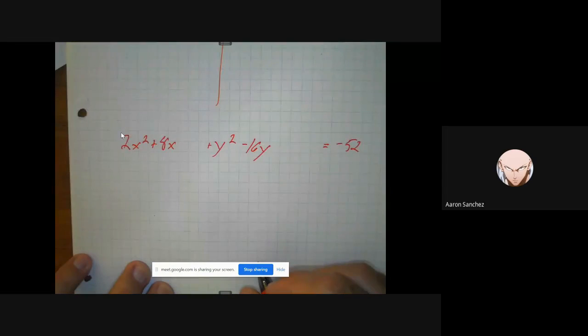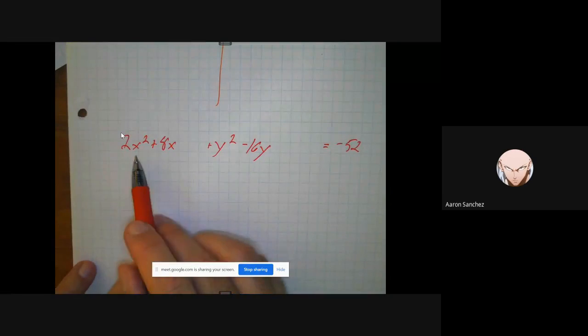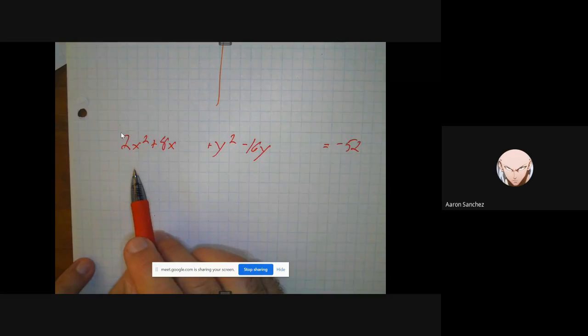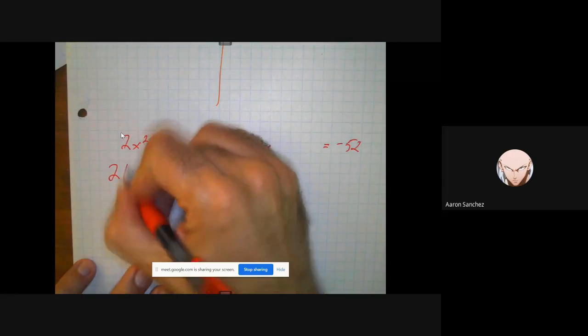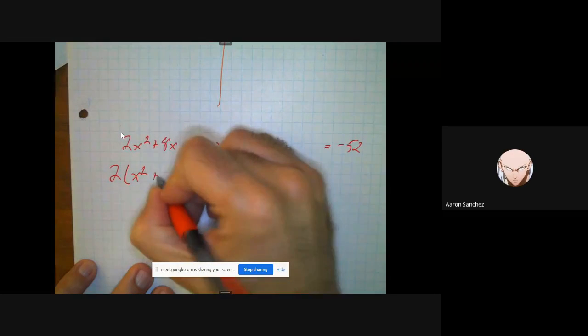Next step. In order to complete the square, remember we completed the square on Thursday, right? We want to factor out the 2. So the 2, we want to get that x by itself.